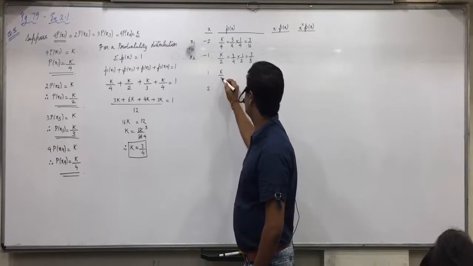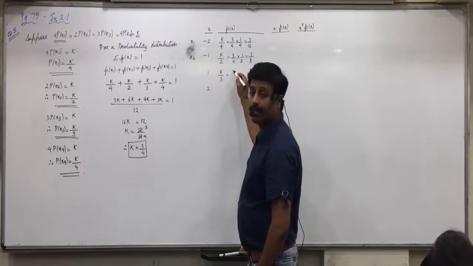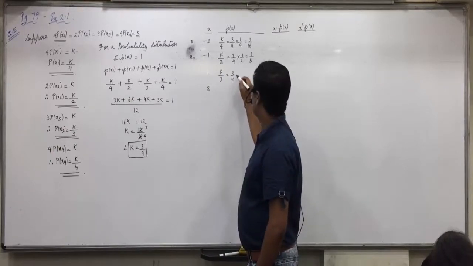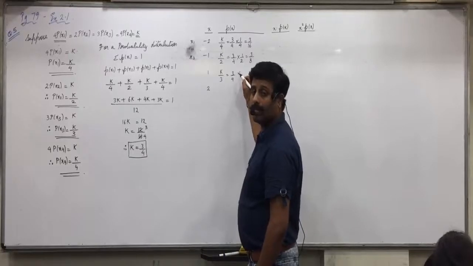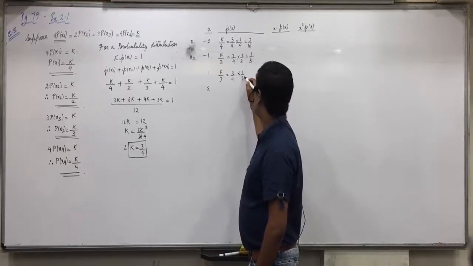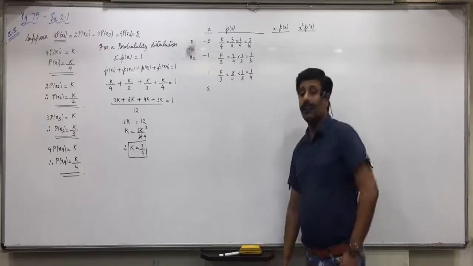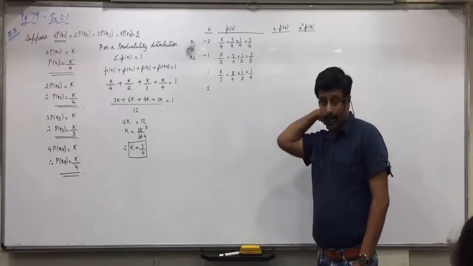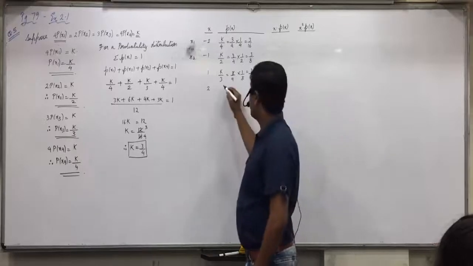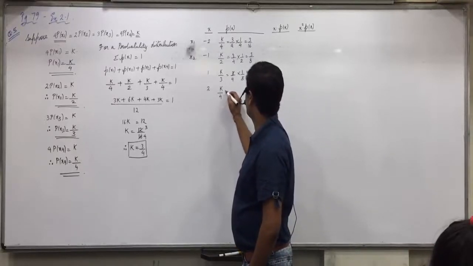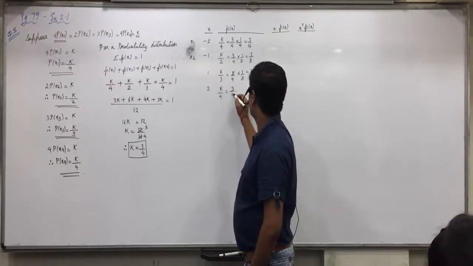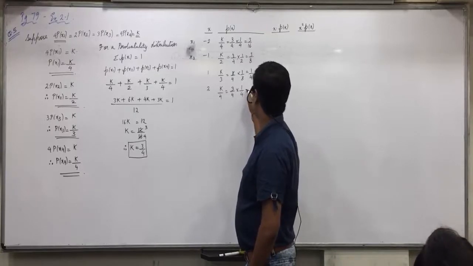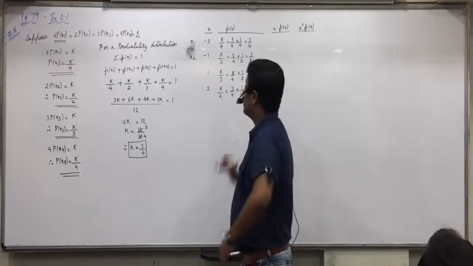K by 3 equals 3 by 4 into 1 by 3. 3 by 4 into 1 by 3, 3 cancels, so 1 by 4. Are you able to understand this? And Ritu? K by 4. 3 by 4 into 1 by 4 is 3 by 16.